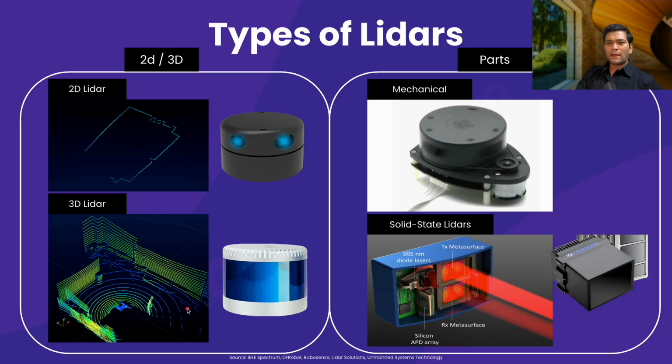Everyone, welcome back. Broadly speaking, the lidars that we have discussed so far can be categorized in two main ways, right? Let's go over each of those one by one. The first category is through data modality. The output of the lidar can be a 2D data or a 3D data.